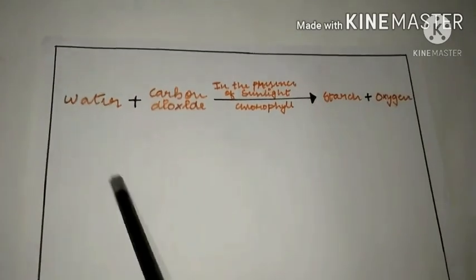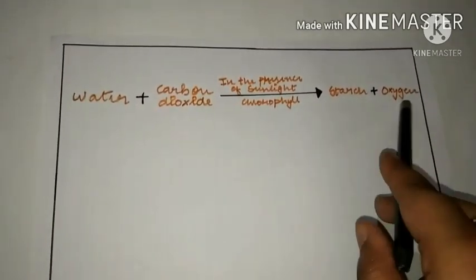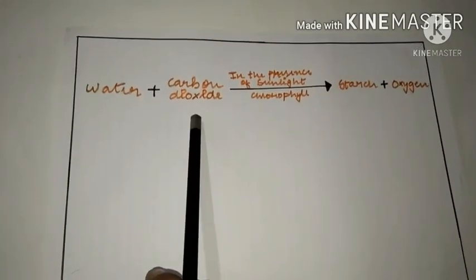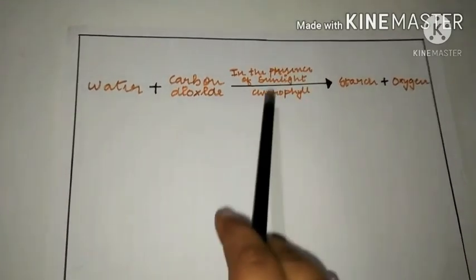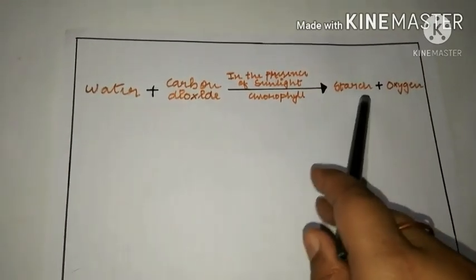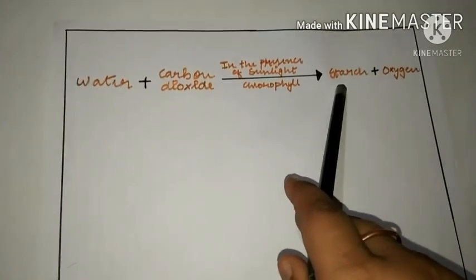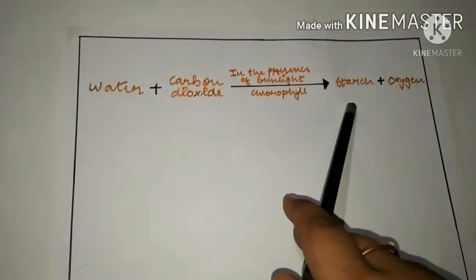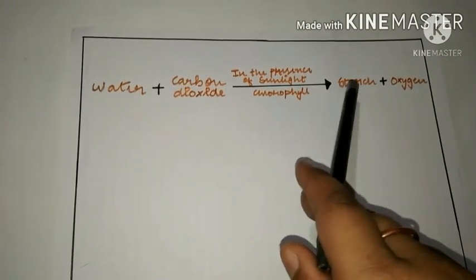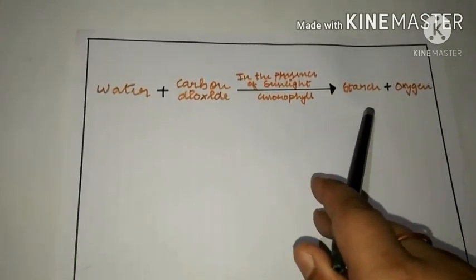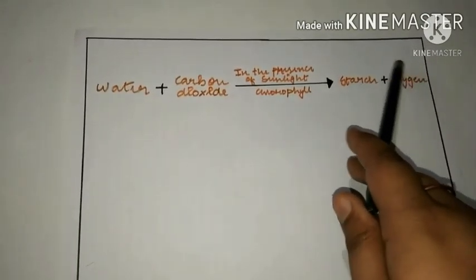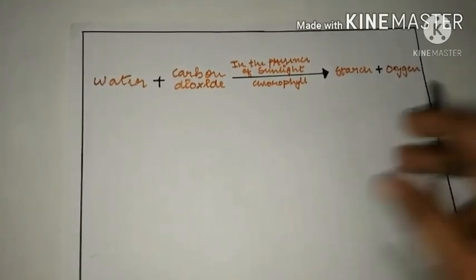This whole process can be written down in the form of an equation. Water plus carbon dioxide in presence of sunlight and chlorophyll gives starch and oxygen. Starch is the food which is stored inside the plant. It can be stored in leaf also, it can be stored in stem or root. And this oxygen is released in the air.